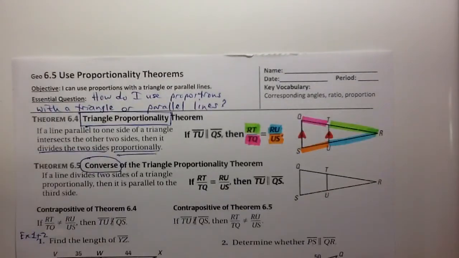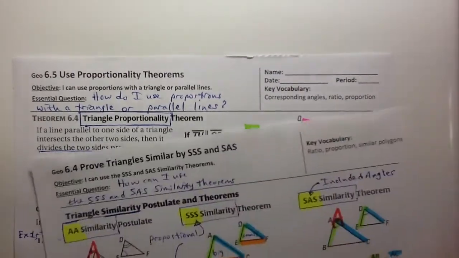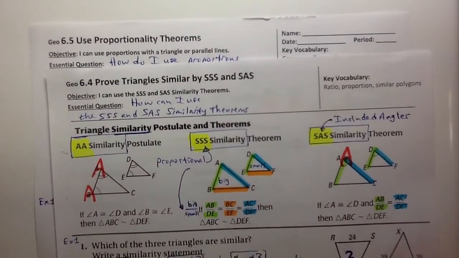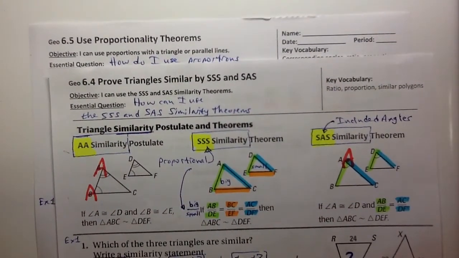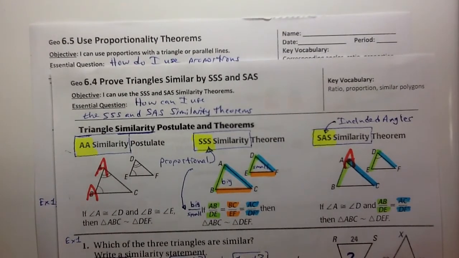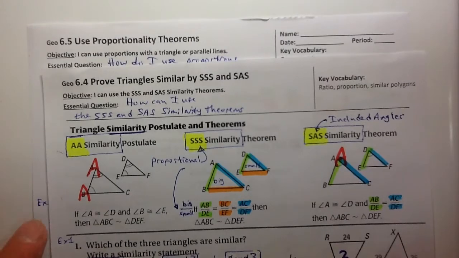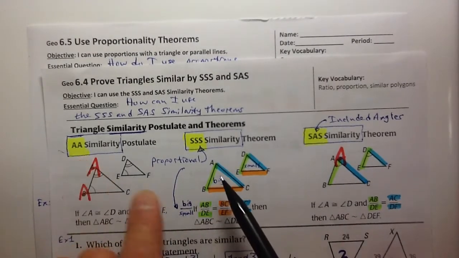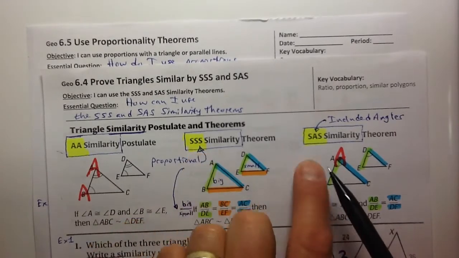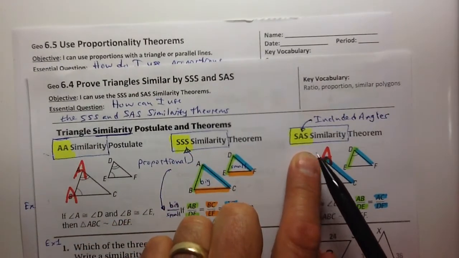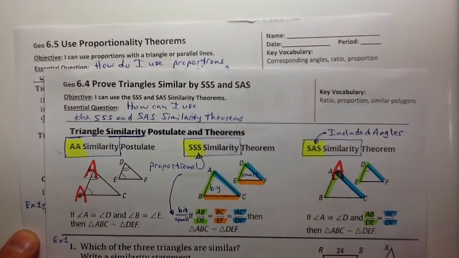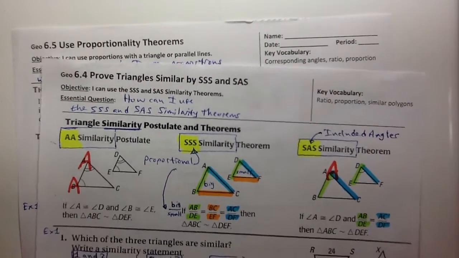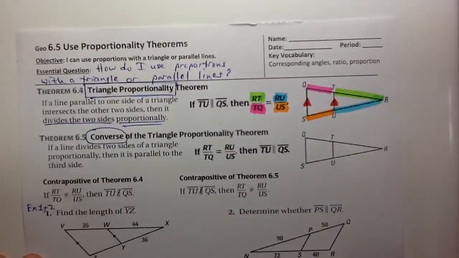And then we looked also at 6.4, different theorems to be able to prove that two polygons, in this case in particular, two triangles are similar with each other. So angle, angle, side, side, side, and side, angle, side. So those are theorems that we can use to prove that two triangles are similar.